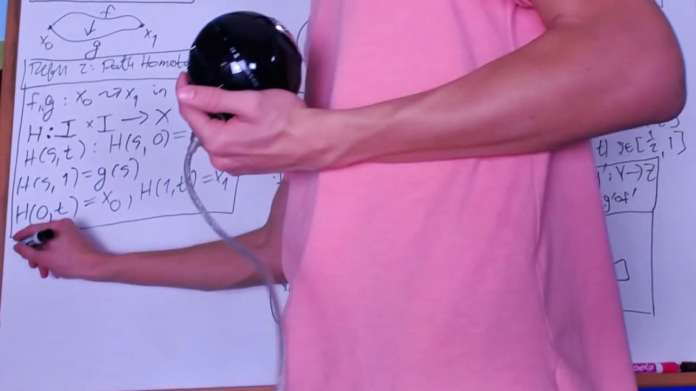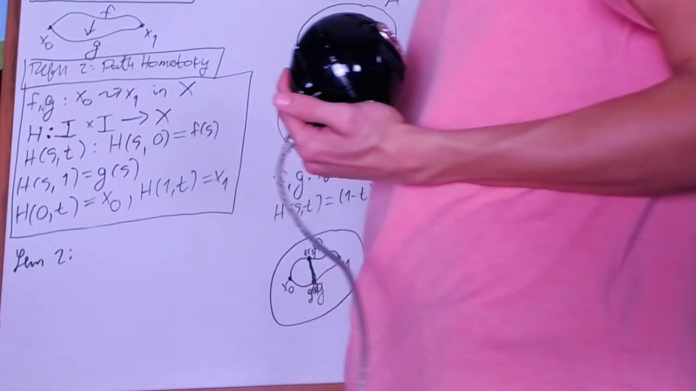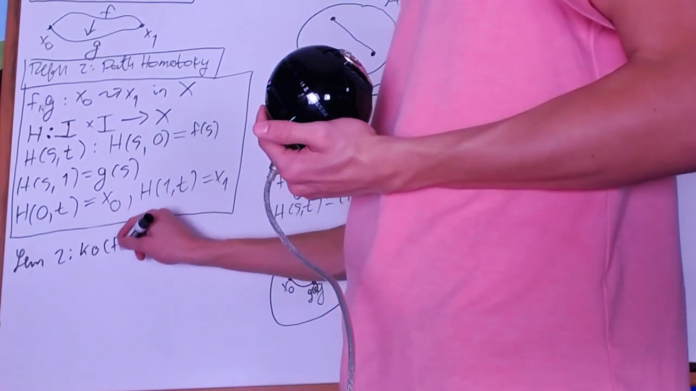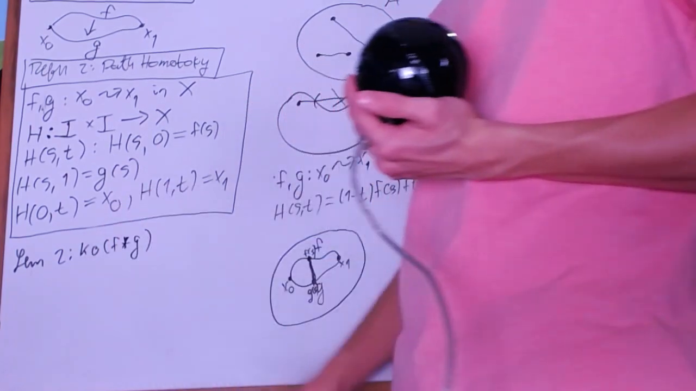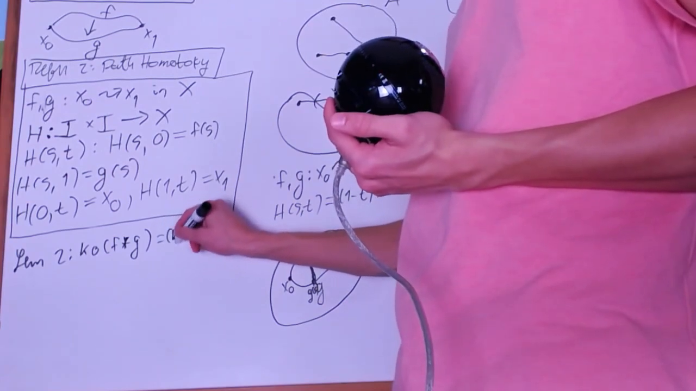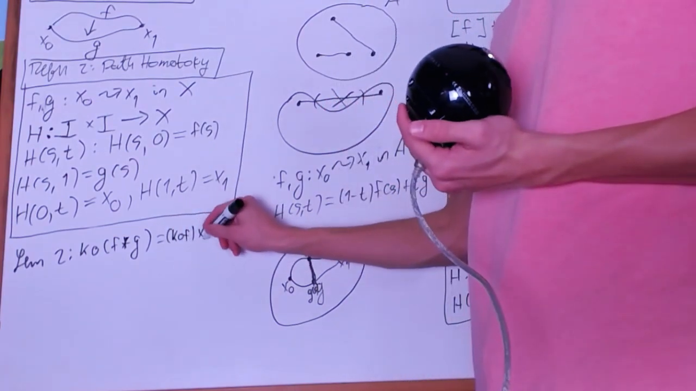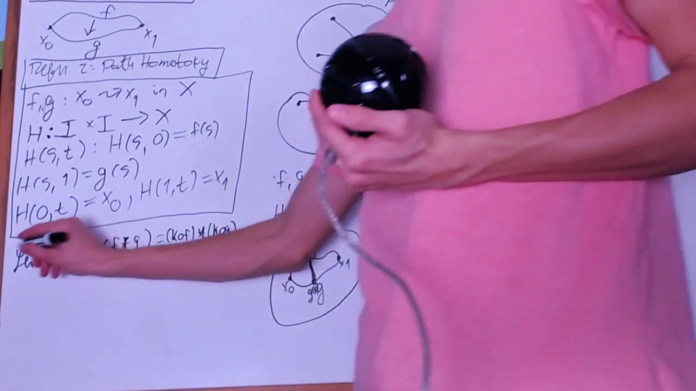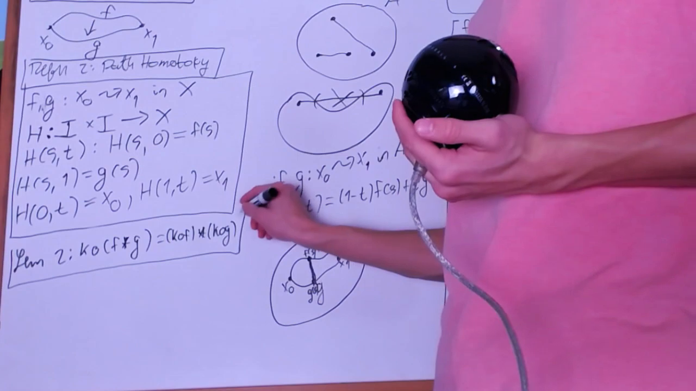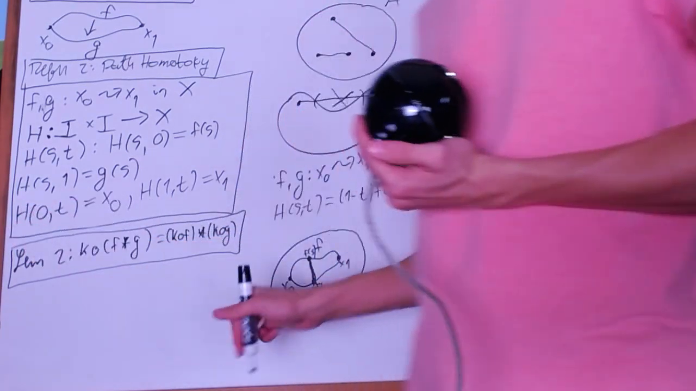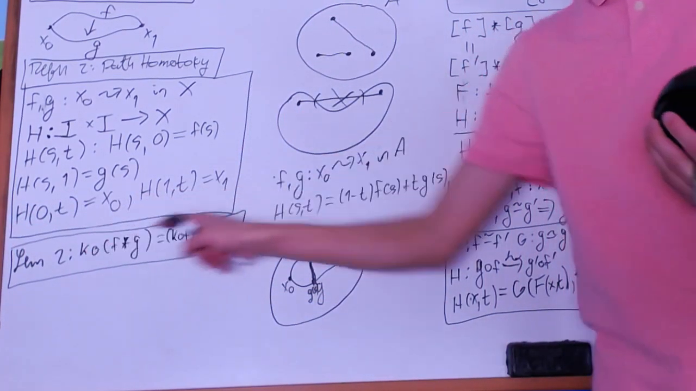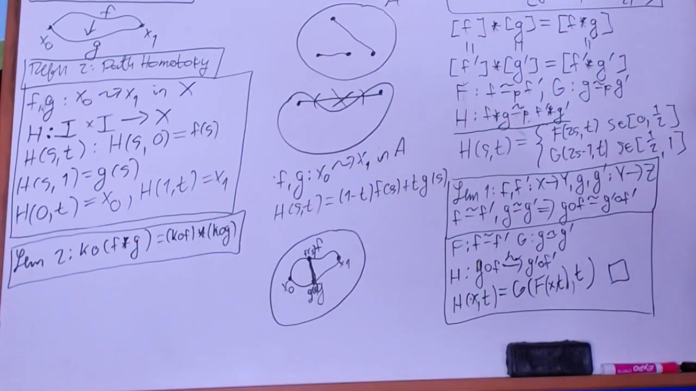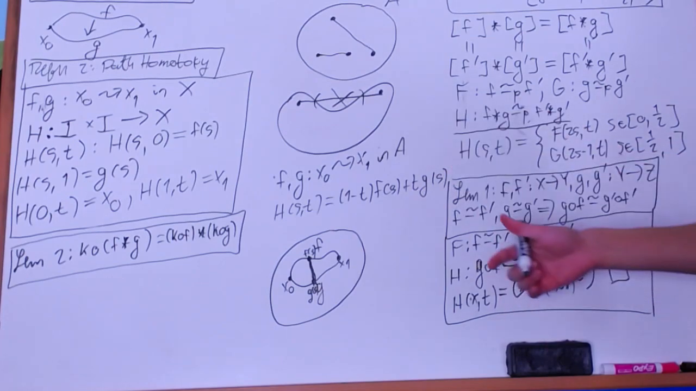Alright, this is going to be lemma 2. And lemma 2 basically says that k composed f star g is going to be equal to k composed f star k composed g. Basically meaning, given composition, you can just distribute that function you're composing it with over this product. So this product is distributive with composition.